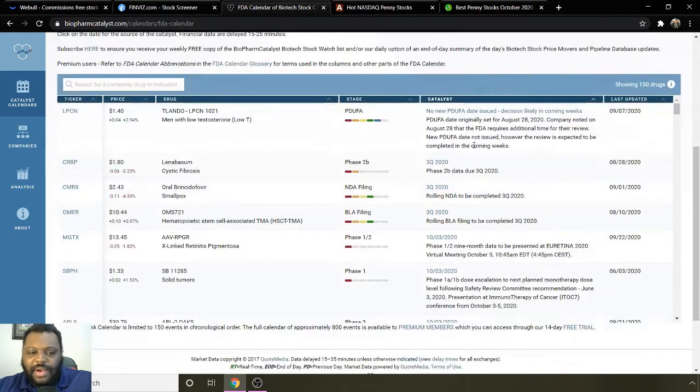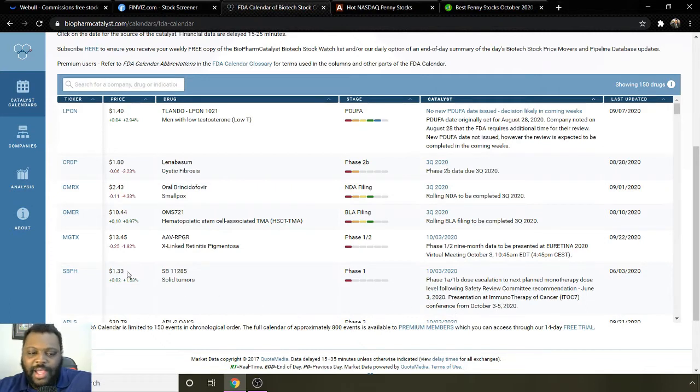So the FDA calendar tracks different drugs and their phases. It shows you this is in phase 1 of 2, this is in phase 1. The catalyst on here, which is the whole basis for the website, tells you the stock price, the percent change, what the actual drug itself is, and then when the update is supposed to come. So a conference from October 3rd to October 5th, 2020.